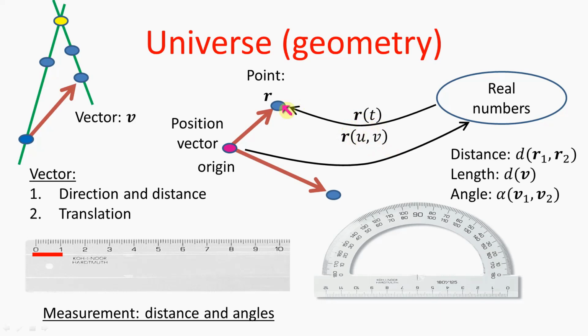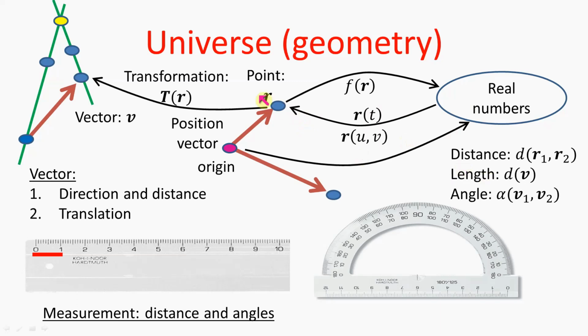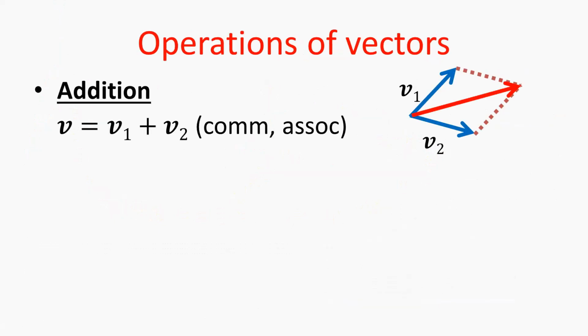The mapping can be defined in the reverse direction as well, and we can assign real numbers to points. For example, we can assign the temperature to every point. Finally, we can introduce functions that map points to points, and we call them transformations. So in this extended metric universe, vectors play an important role. Algebra means a set, the set of vectors in our case, and operations that can be executed on this set.